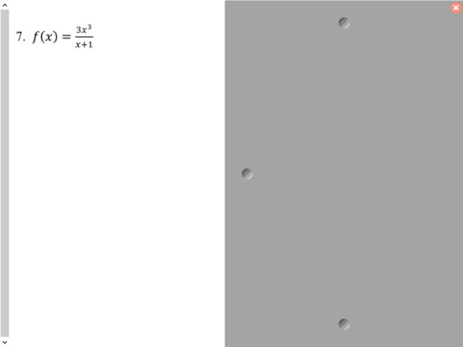Okay, in solving it, set the denominator equal to 0, x plus 1 equals 0, subtract 1 from each side, and we get x equals -1. So vertical asymptote, x is -1.